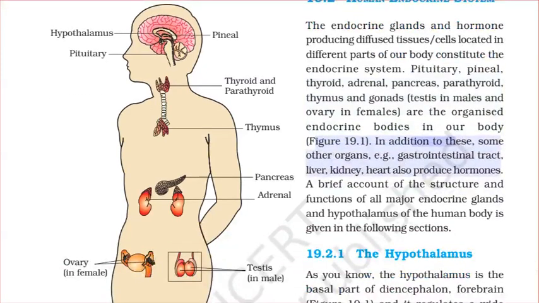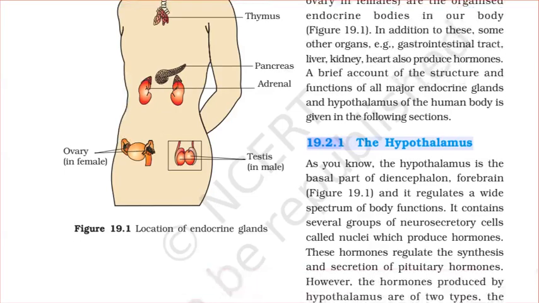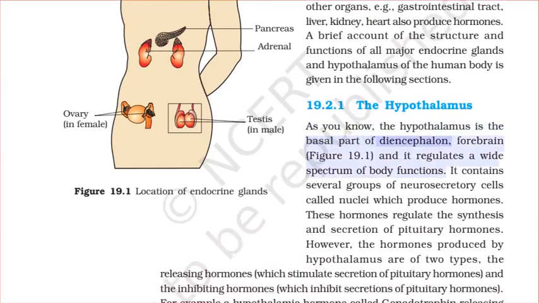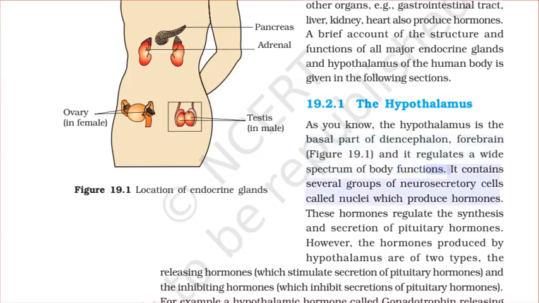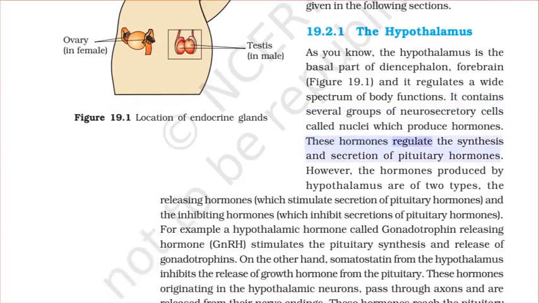In addition to these, some other organs, for example, gastrointestinal tract, liver, kidney, heart also produce hormones. A brief account of the structure and functions of all major endocrine glands and hypothalamus of the human body is given in the following sections. The hypothalamus. As you know, the hypothalamus is the basal part of diencephalon, forebrain, and it regulates a wide spectrum of body functions. It contains several groups of neurosecretory cells called nuclei, which produce hormones. These hormones regulate the synthesis and secretion of pituitary hormones.